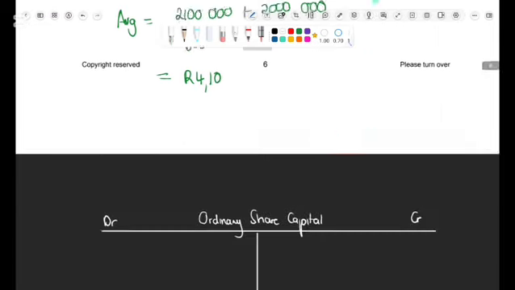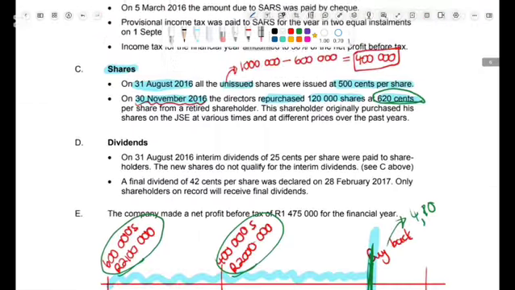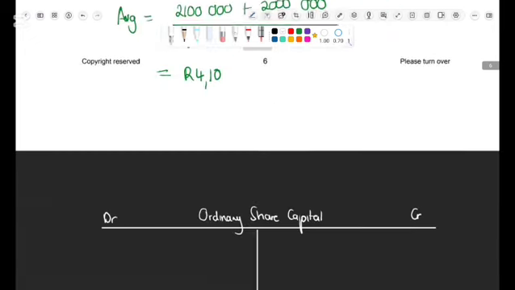So let's go and write that in. So this would be 4 rand 10 cents. How many shares did I repurchase again? It was 120,000 shares.